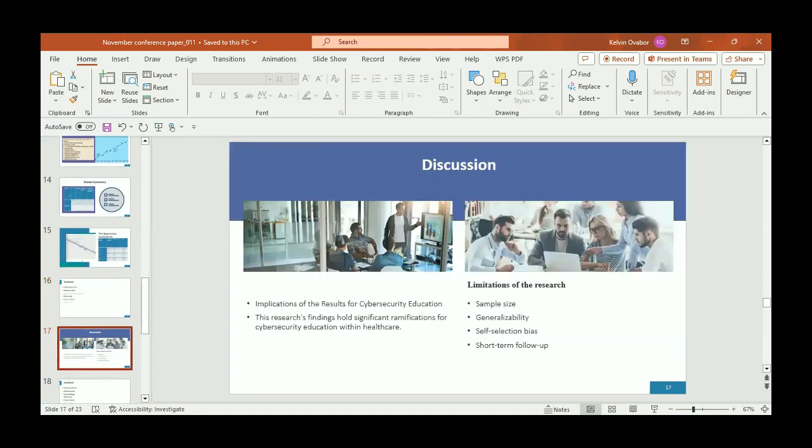Now, based on this, what's the discussion we have from this? It shows the implication of the result on cybersecurity education. The findings hold significant ramifications for cybersecurity education within healthcare. So what we'll be able to get from this, our deduction, is that cybersecurity education, using game-based learning, has a very significant improvement in clinical decision making.